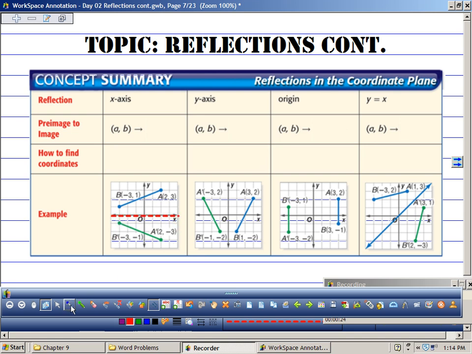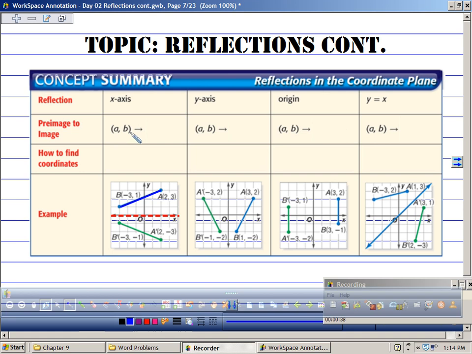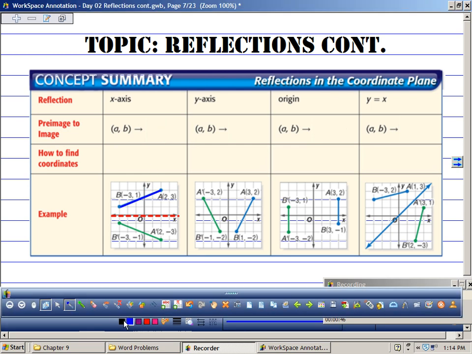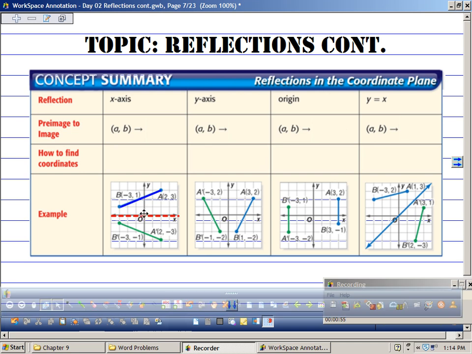If I'm reflecting over the x-axis with this line here, my pre-image is AB. So my new image would be what? Let's look at it. This one says -3, 1. What's this one say? -3, -1. What's the only thing that changed? The y.